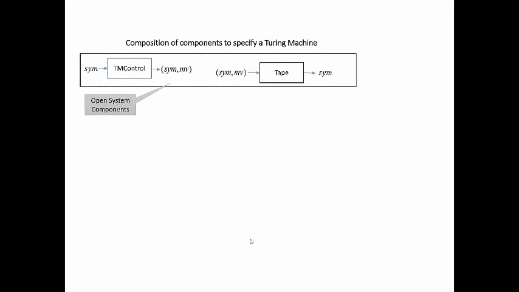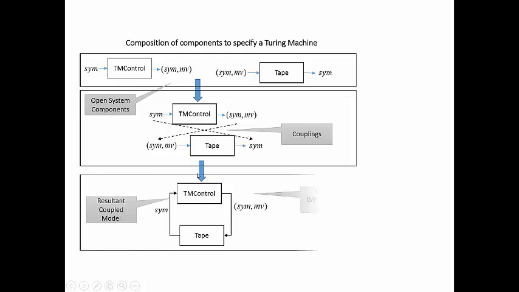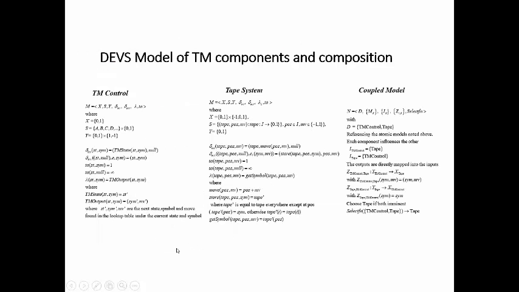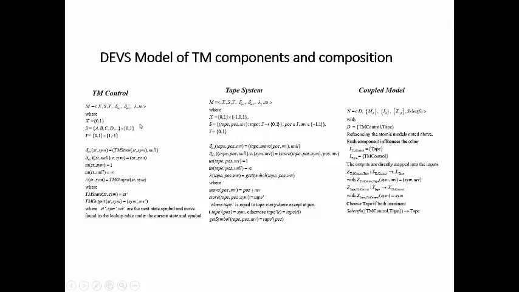Now, in DEVS and in the underlying system theory, these components can be coupled together. Each is an open system having input ports and output ports that match nicely in this case. And we add coupling, which takes the output of one and feeds it to the input of the other. And then we get, in this case, a well-defined system, which is the resultant coupled model. Here's a view of the DEVS model of this Turing machine, the components, the control and the tape system, and then the coupling specified by the coupled model.